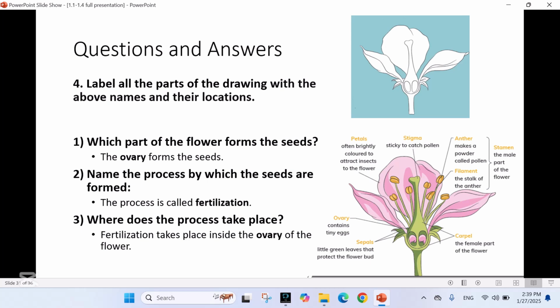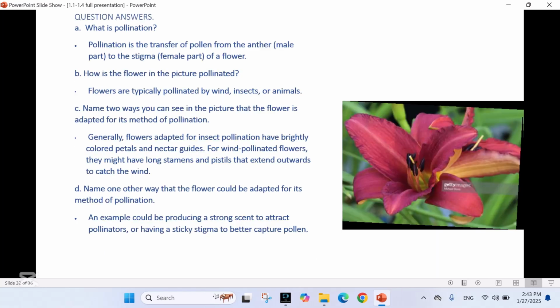Question number 2. Name the process by which the seeds are formed. The answer is the process is called fertilization. Question number 3. Where does the process take place? Answer is fertilization takes place inside the ovary of the flower. Again, question answers.